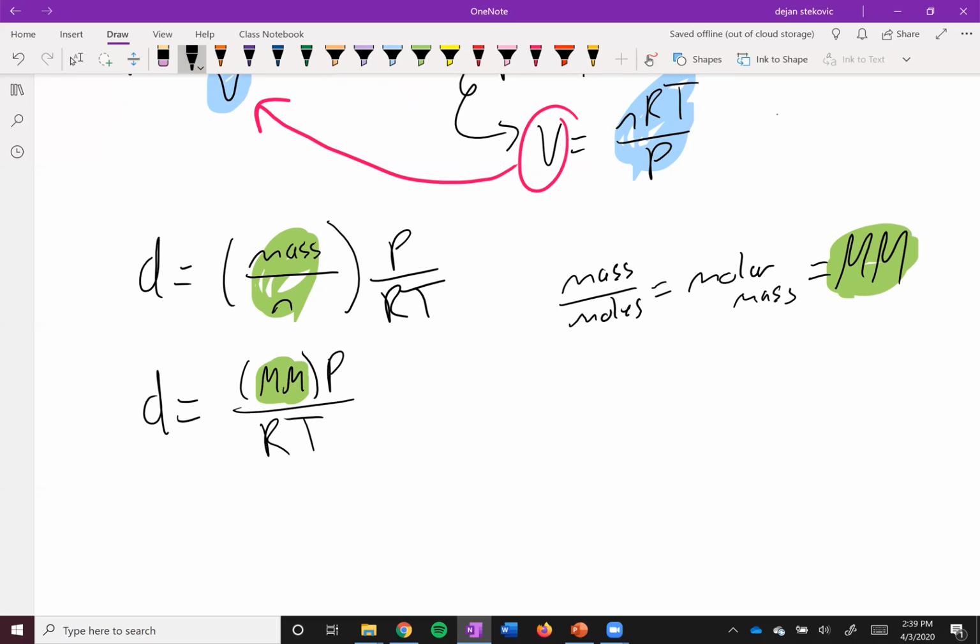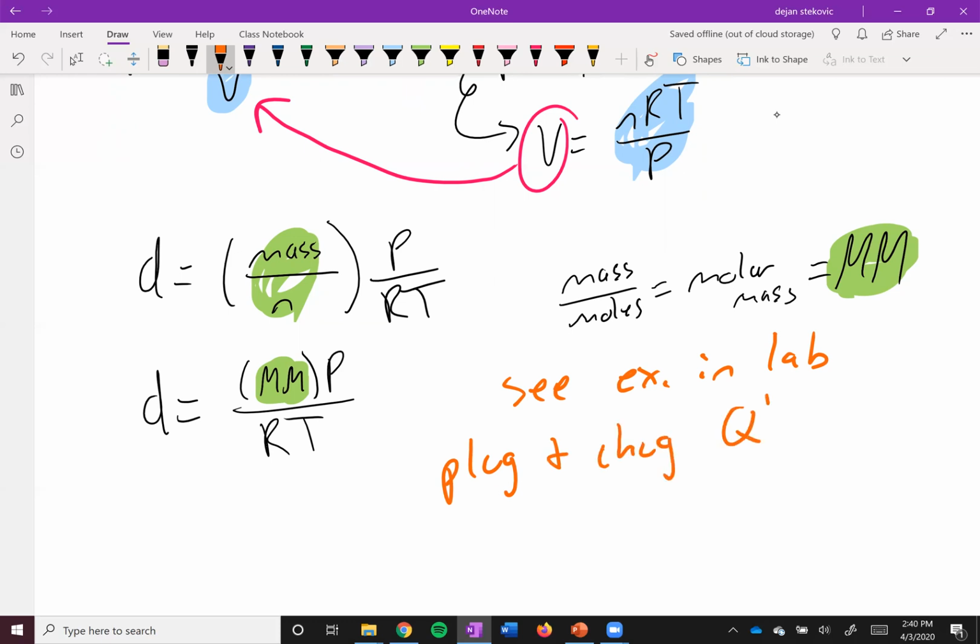So you'll see a cool example in lab. And these are just basically plug and chug type of questions. So I won't go over one right now. We'll do one in the homework and whatnot. If you kind of want to be walked through it, check out exercise 19.12 and 19.13 in your book. So that's through OpenStax. Cool.